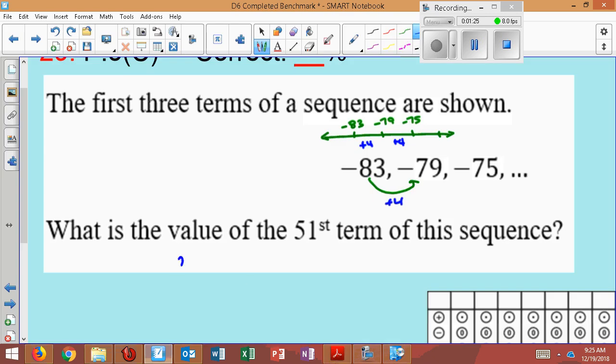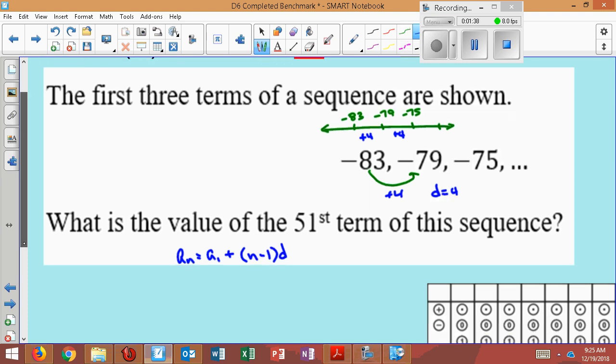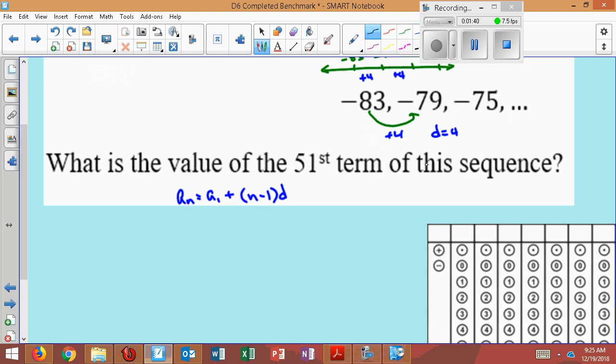So I'll copy that down. It's a sub n equals a sub 1 plus n minus 1 times the difference. Now that 4 is the difference, so up here I'm going to say that the difference is 4. So what is the 51st term? Another way of writing this is we are saying, what is a sub 54? Since I'm looking for a sub 54, that goes here.